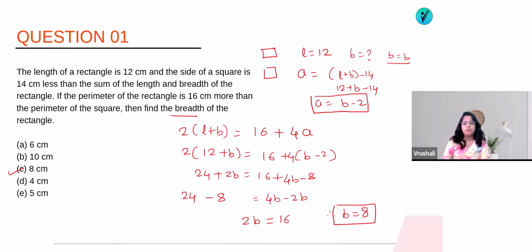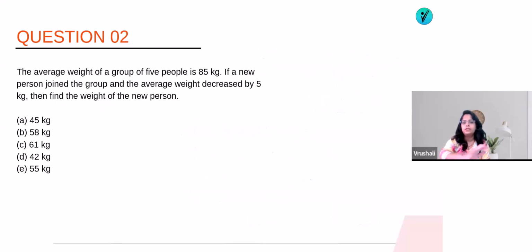Now let's jump to question number 2. Here is your second question. Let's try to solve it. The average weight of a group of 5 people is 85 kg. If a new person joined the group and the average weight decreased by 5 kg, then find out the weight of the new person. As we know, initially N is equal to 5 and the average is equal to 85.